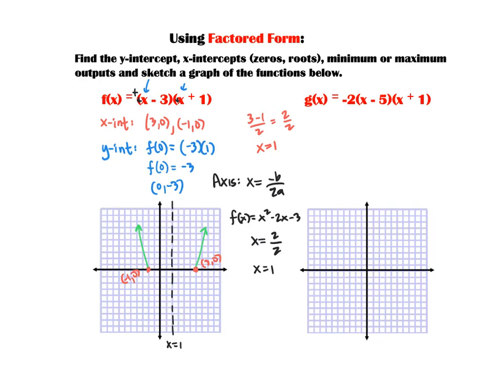Okay, now let's find that min value. What x value would I plug in to find that min value? Well, I would plug in x equals 1. So f of 1 would be 1 minus 3 times 1 plus 1. F of 1 would equal negative 2 times 2, which is negative 4. So we should get negative 4 for the minimum value. I'm going to do that in black. 1, negative 4. And then we sketch the graph.